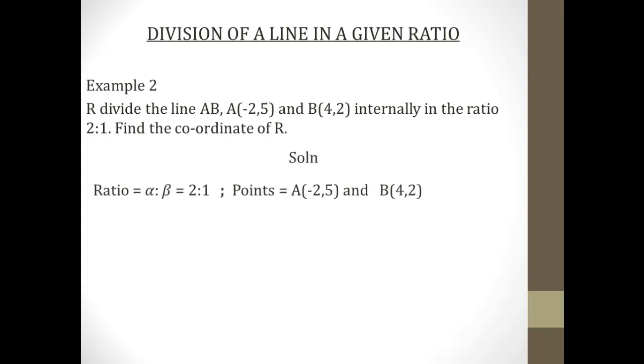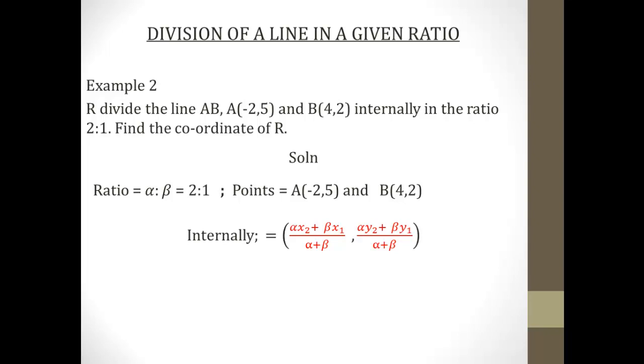Now the first point becomes your x1, y1, and then the second point becomes your x2, y2. When you are done, you go for the formula for solving internally. So this is the formula for solving internally. It's going to be alpha x2 plus beta x1 all over alpha plus beta for x, and alpha y2 plus beta y1 over alpha plus beta for y. So this is the formula.